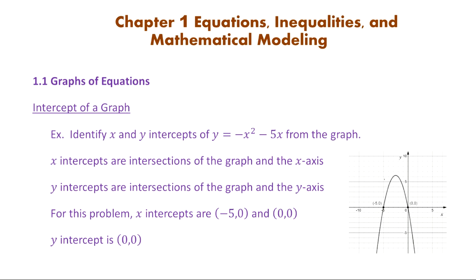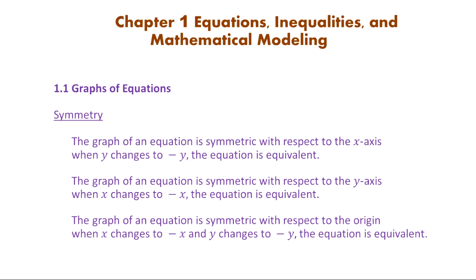And then similarly, the y-intercepts are intersections of the graph with the y-axis. And there's only one intersection between the curve and the y-axis. That's the origin. So the y-intercept is (0, 0). All right? Pretty straightforward. Next, we talk about the symmetry of the graph.